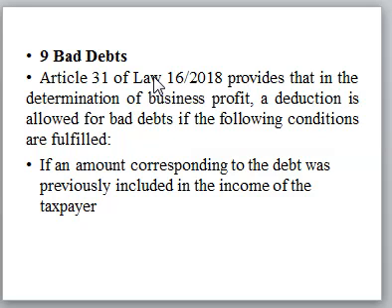So for bad debt to be allowed, it must meet certain conditions, and some of these conditions are these ones. If an amount corresponding to the bad debt was previously included in the income of the taxpayer. So if that bad debt you want to write off was previously in your sales, then you can look at it. I'm not saying that you can allow it, but you can.